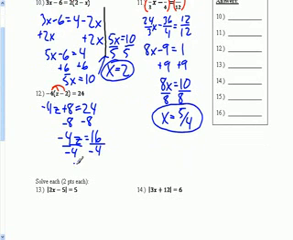Let me try again. So we've got z equals -4. All right, and that's it. That's all there is to it. Okay?